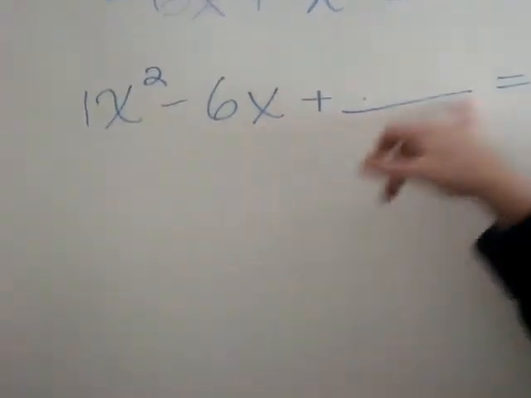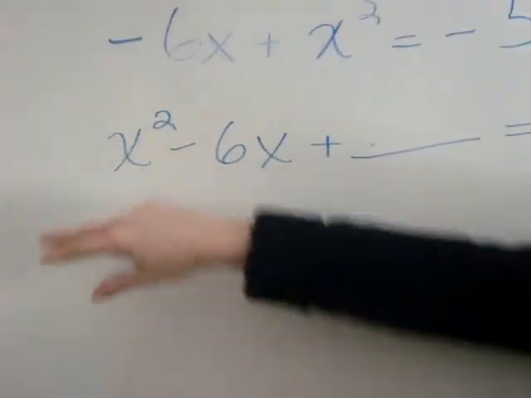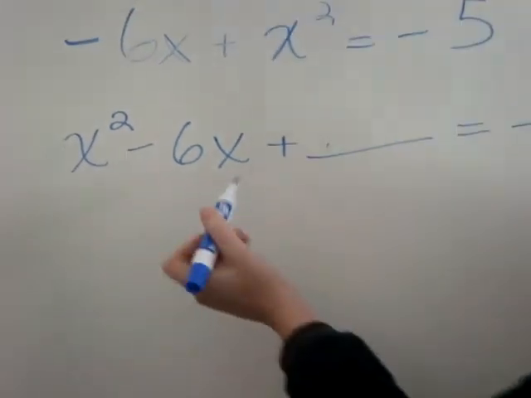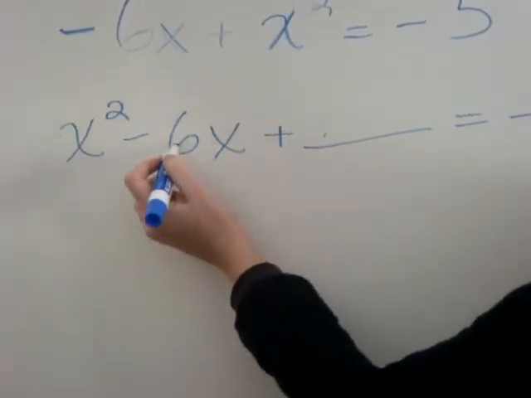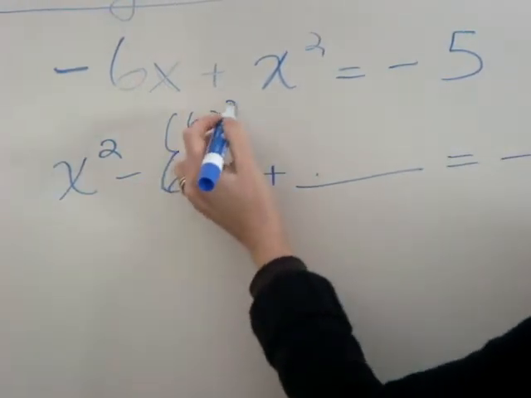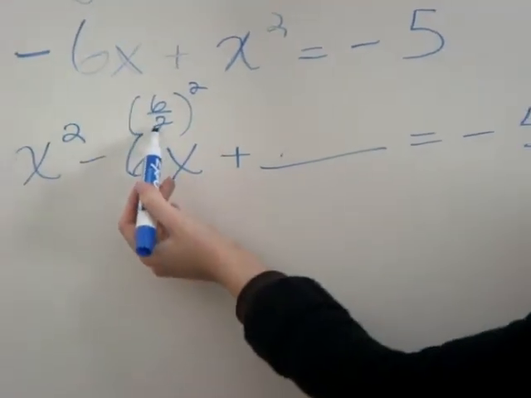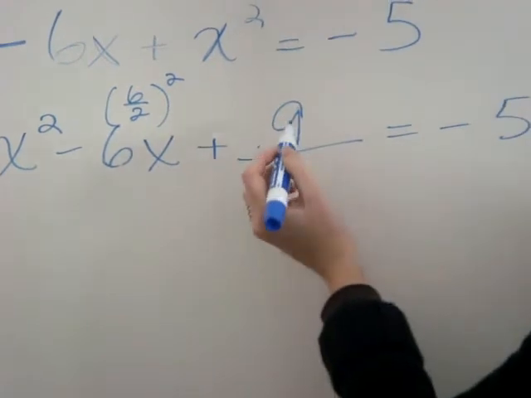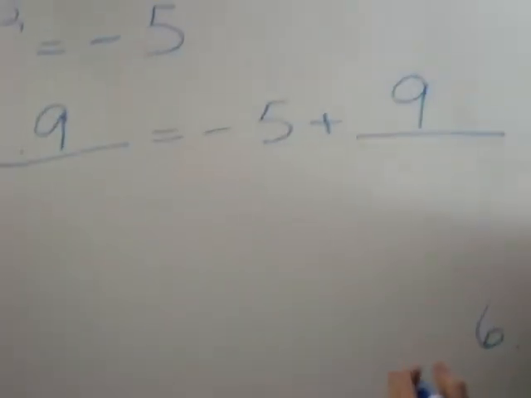To complete the square, we're going to find a perfect square that fits in there. And the way that we do that is we look at the x term, we take the coefficient, we divide it by 2 and square it. So it's going to be 6 divided by 2 is 3, 3 squared is 9. And we're going to add it to both sides.